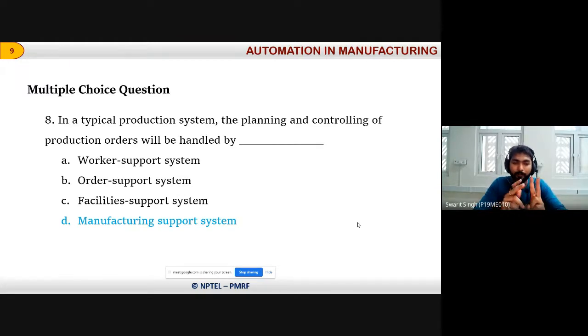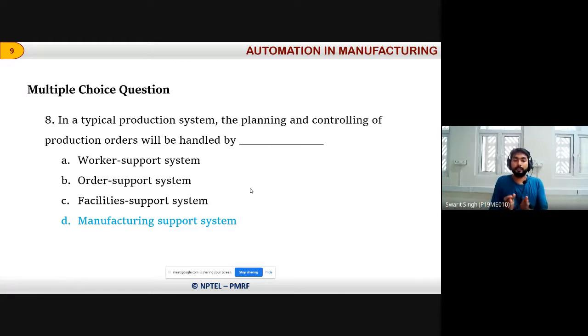I hope you have studied only two types of support system: first is facilities, another is manufacturing support system. The rest two, worker support system and order support system, are sub parts of these. Here they are planning and controlling the production orders, and the planning of the production of any product is handled by the manufacturing support system.